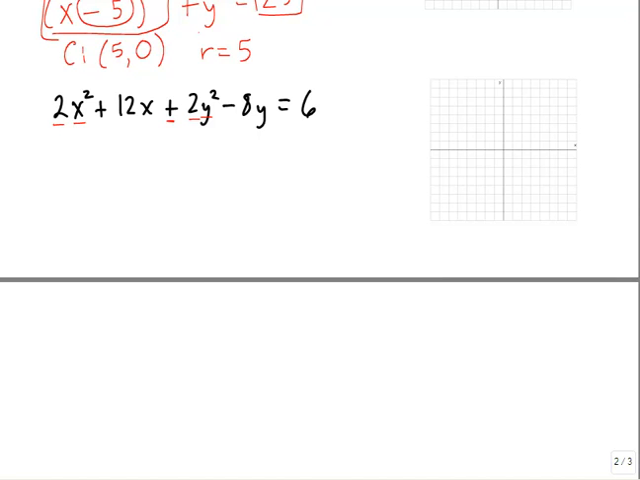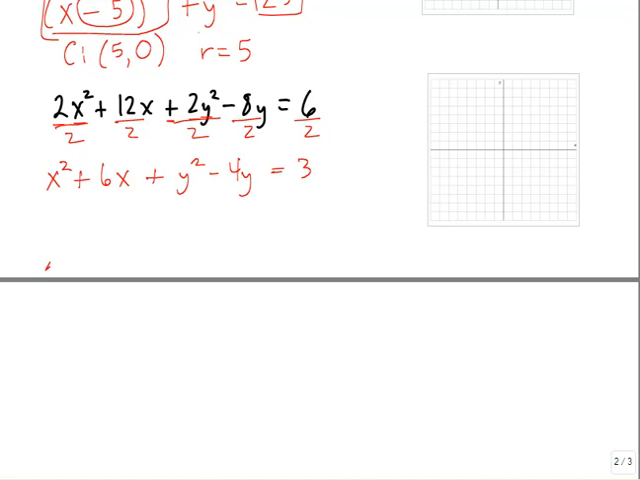Unfortunately, we don't want coefficients. We want those x squared and y squareds to have a coefficient of 1. So the very first thing we're going to do is divide every single term by the coefficient 2 so that this becomes just an x squared. So we get x squared plus 6x plus y squared minus 4y equals 3.